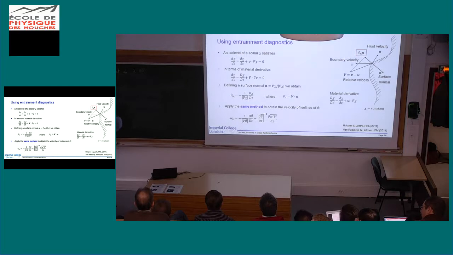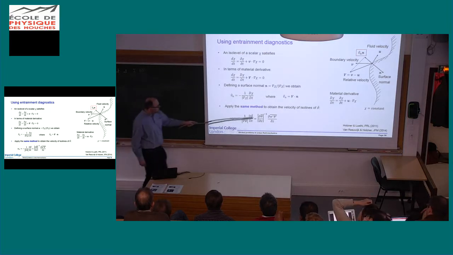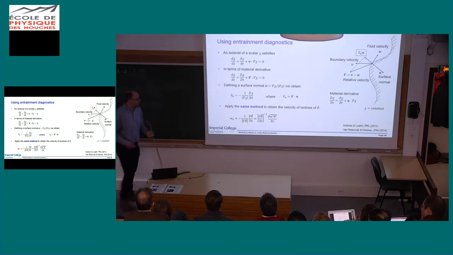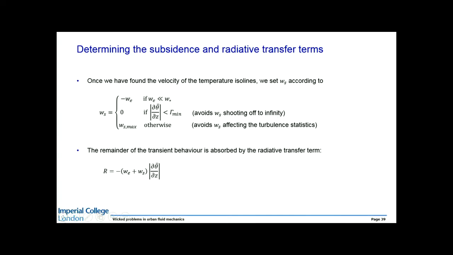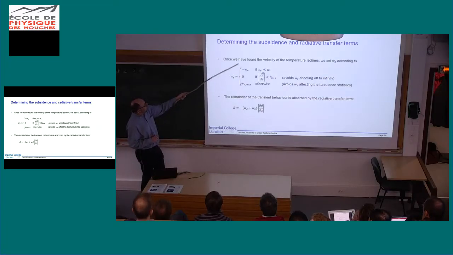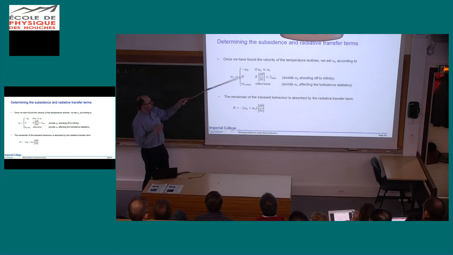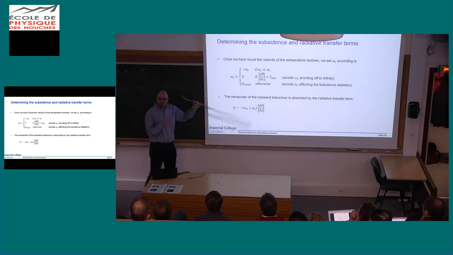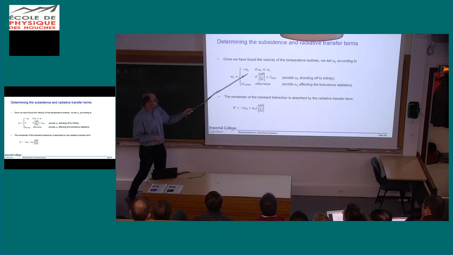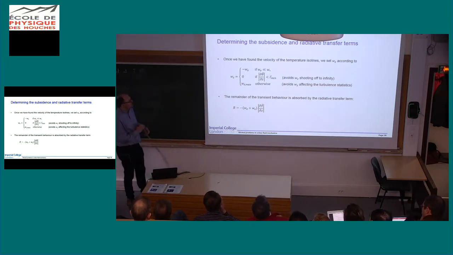So if I want to know how quickly they move, what I need to do is just evaluate this term, and that turns out to be 1 over the temperature gradient times the divergence of the buoyancy flux, or the temperature flux. Then essentially you find the velocity of temperature isosurfaces. If this velocity is much smaller than the typical velocity of the turbulence, then you choose it, so it won't affect the turbulence statistics.